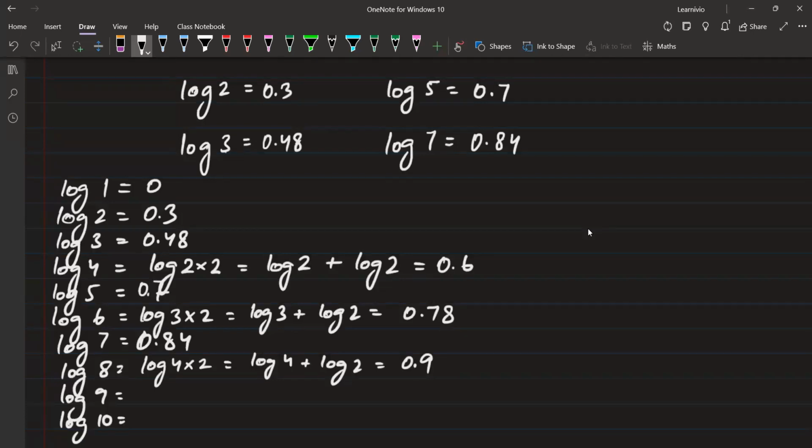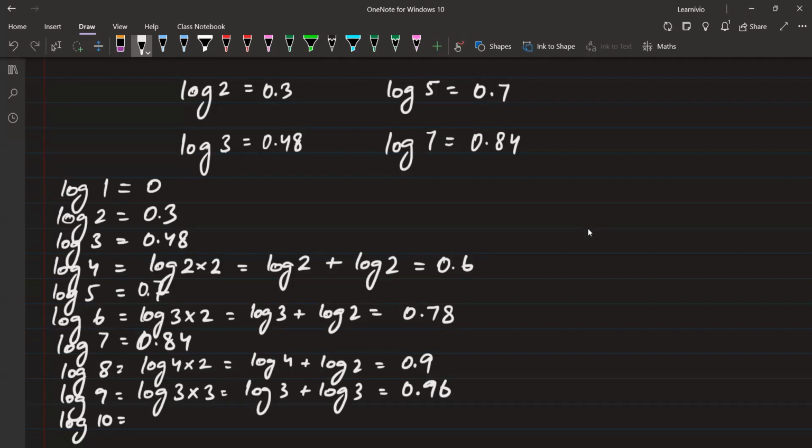हर्षा, tell me what is log 9? 0.96. This will be log 3 into 3, which will be equal to log 3 plus log 3, which will be equal to 0.48 plus 0.48, which will be equal to 0.96. ठीक है. So all of these are approximate values only. जैसे log 6 is 0.778, so approximately it will be 0.7. By the way, log 9 is actually 0.9542. But fine, 0.96 is okay.